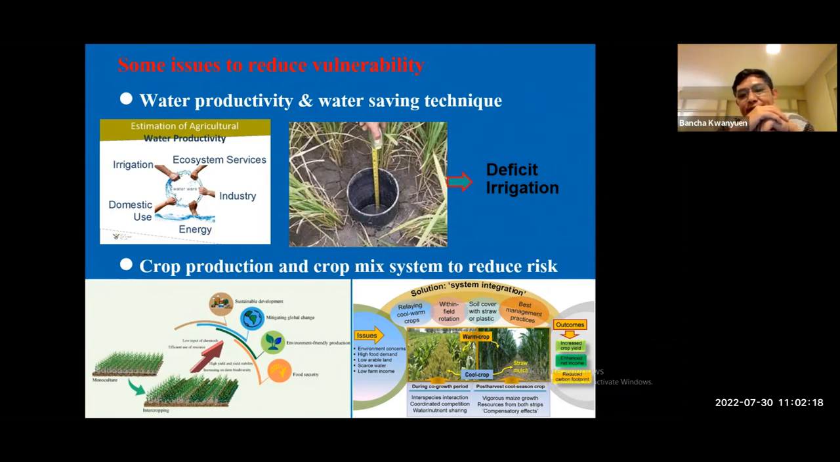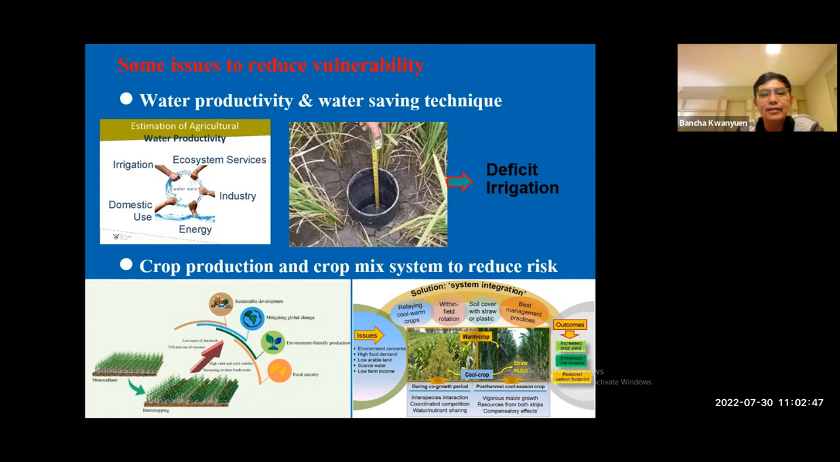And the second issue on the reduction of vulnerability is crop production and crop mix systems. I would say that the crop mix helps us a lot. Like we can have intercropping rather than monocropping. You can see an example picture here, we have a cool crop and a warm crop together. We can look in more detail. This can help us to have more sustainable development.